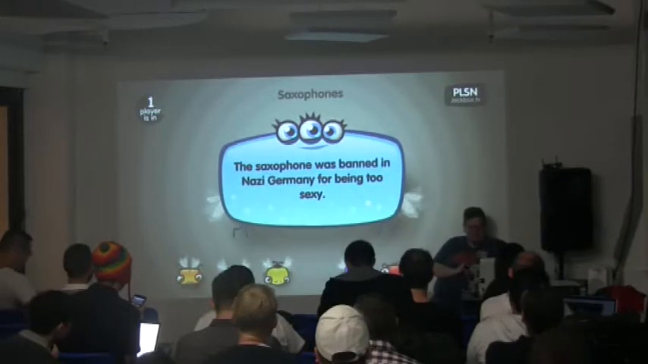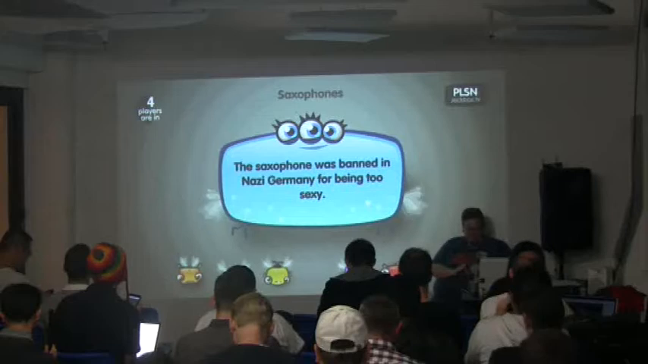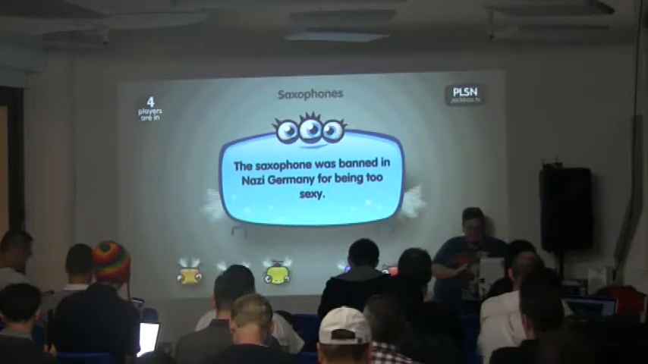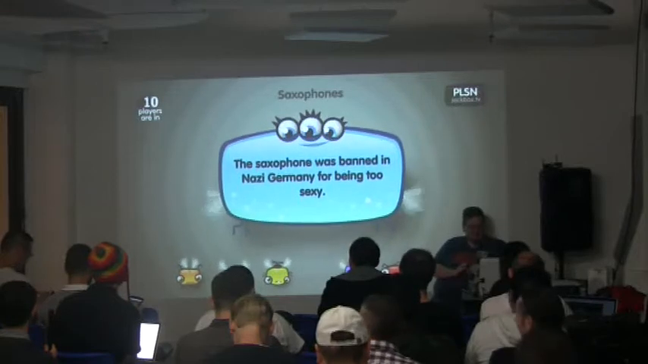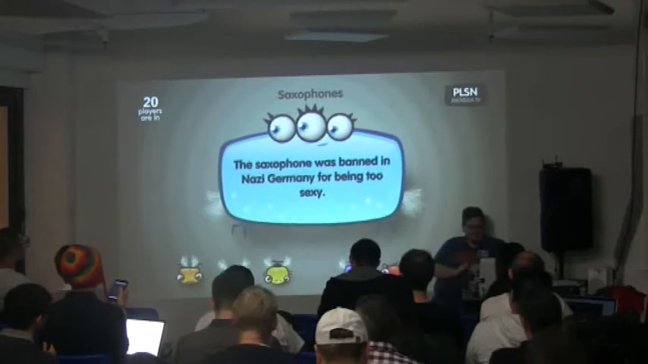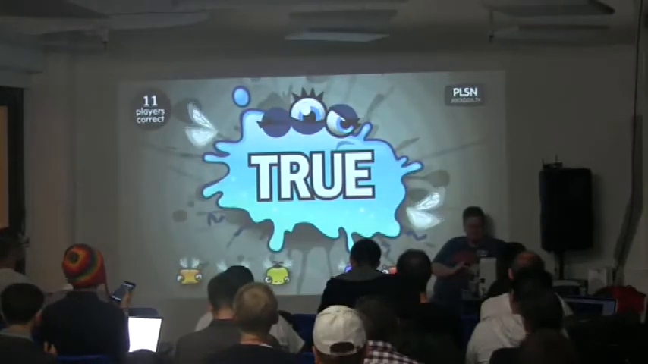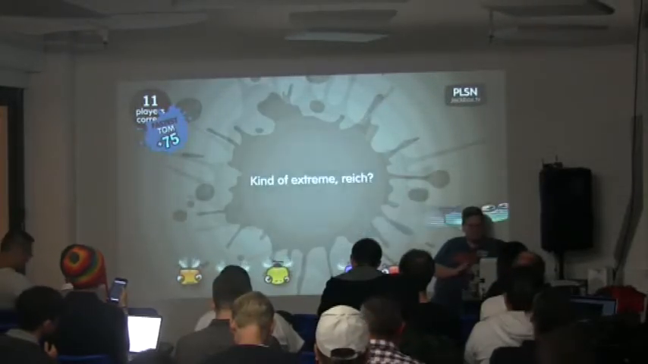All right, saxophone was banned in Nazi Germany for being too sexy. Truth or a lie? There we go, four players are in. Where's the rest of your 10? All right, that was true. How many people got that right? There we go. Tom was the fastest. Gets an extra 75 points.